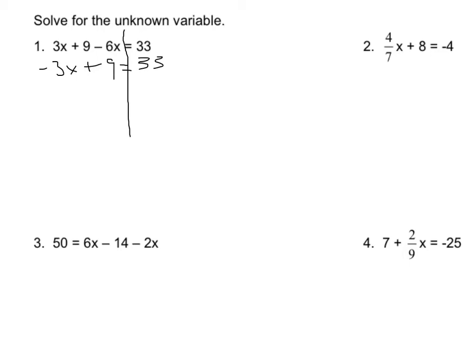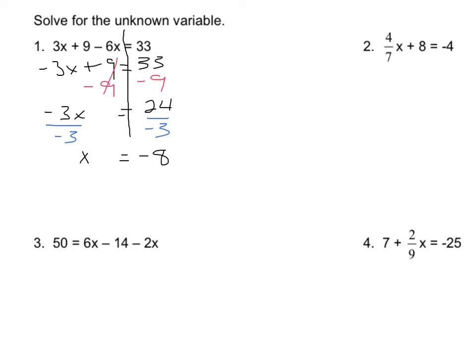So I'm going to add negative 9 to both sides so that it cancels out over here. And I'm left with negative 3x equals 24. And now I'm going to divide by negative 3 on both sides. Right? It's a balance, it's an equation, so we have to do whatever we do on one side, we have to do it on the other. So negative 3 divided by negative 3 is positive 1, so I have 1x, and that equals negative 8.